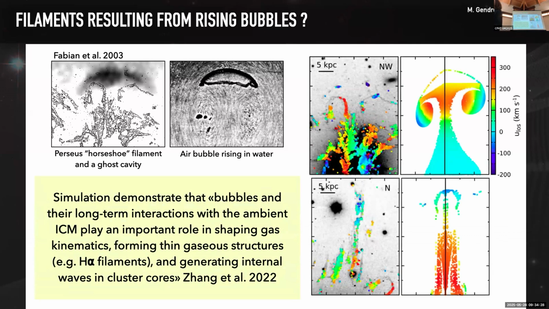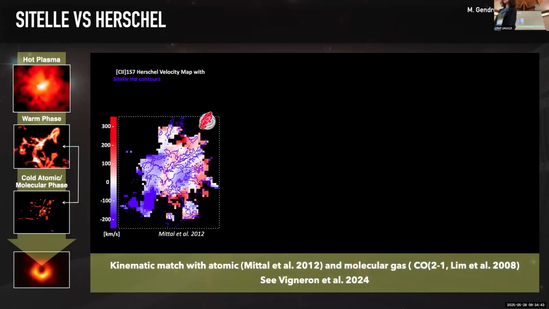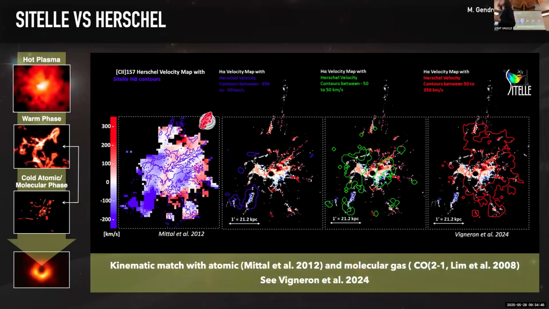Well, we now have simulations that we can compare to our velocity maps, and it looks like indeed these bubbles that are rising are really having an impact on the kinematics of those filaments. One thing that we could do also with our velocity maps is compare with, for example, the C2 Herschel map here. So you're comparing different phases together to see if this model is actually working. And there is a really good match between the kinematics of both of these phases. They are really co-moving, which shows that this model is working.